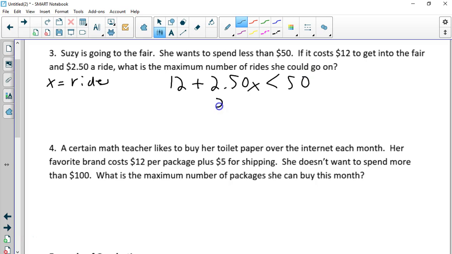So we're going to subtract 12. You get 2.5x equals 38. Divide by 2.5, and x is 15. So 15 rides maximum.